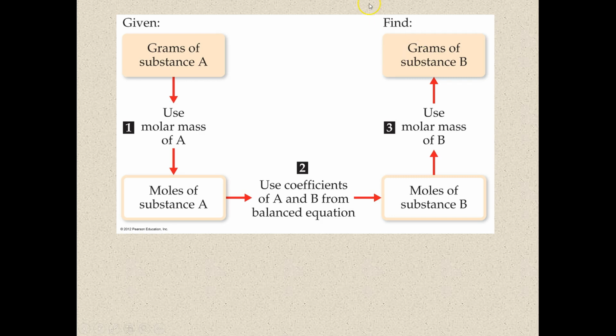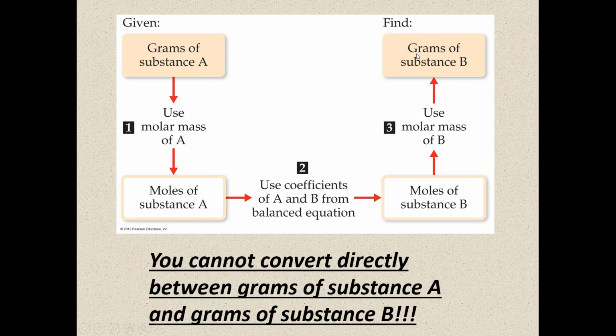You cannot convert mass of one substance directly into mass of the other. You have to go through moles, then convert moles to moles, then convert moles to grams. It's tempting to say, well, if you can convert moles to moles, why can't you convert mass to mass? And so what I'm going to do is give you what I call my hotel room analogy. I can't stress this enough. You cannot convert directly between grams of substance A and grams of substance B.